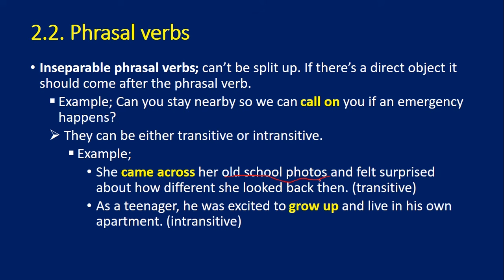Now let's see intransitive. As a teenager, he was excited to grow up and live in his own apartment. So grow up doesn't have a direct object.